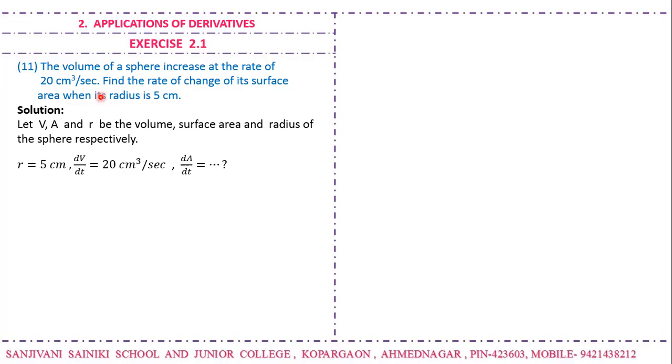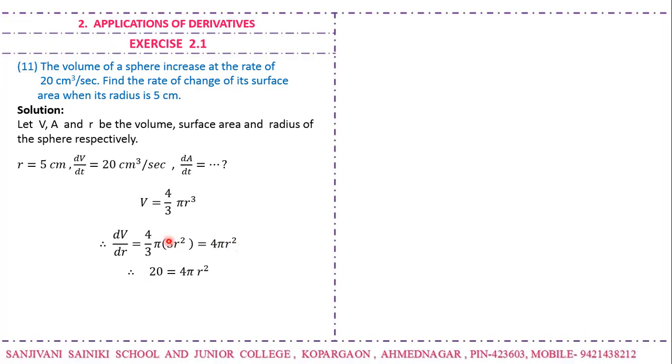Then what is given? The rate of change of volume is given. It is dV by dt, 20 centimeter cube per second. Also the radius is 5 centimeter. And we want to find the rate of change of the surface area. Now what is the formula for the volume of the sphere? It is V is equal to 4 by 3 pi r cube. So differentiate with respect to r. We get 4 pi r square.